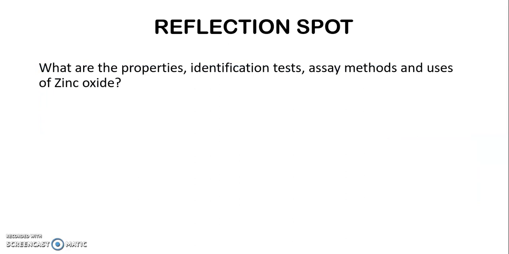Reflection spot. With this video, students can understand the properties, identification tests, assay methods, uses, and formulations of zinc oxide. What are the properties, identification tests, assay methods, and uses of zinc oxide that we are going to discuss now?